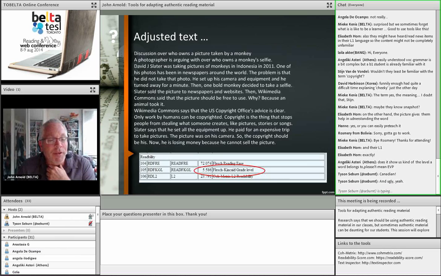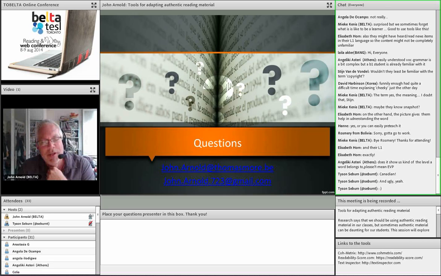So those are some of the tools you can use, some of the things that you can do. If you have any questions, you can ask me now.